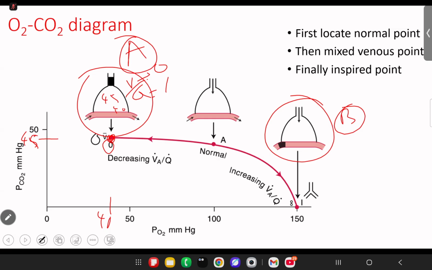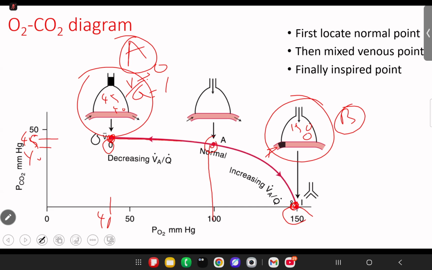What is B? Dead space. So dead space, what happens? The oxygen comes in, there is no perfusion happening. So nobody takes off oxygen. So you will still have 150 of this thing, and then carbon dioxide is 0. So you draw that value over here. And your normal one is 100 of PO2 and 40 of carbon dioxide.